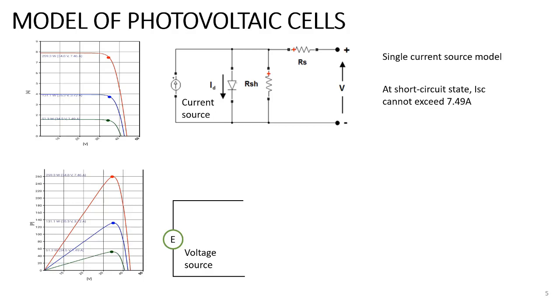We can also create an equivalent voltage source for PV as the following. By using the Thevenin-Norton theorem, we can create the structure of equivalent resistance in series like this. The parallel resistor in the current source circuit is replaced by RSH over here.